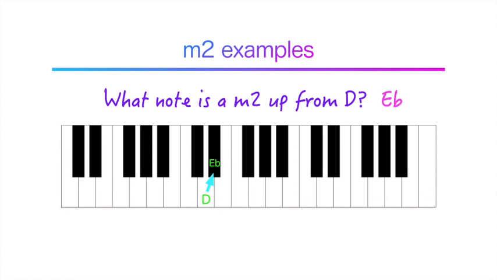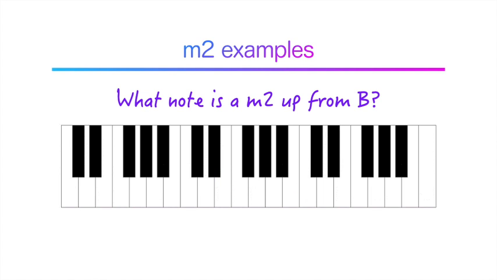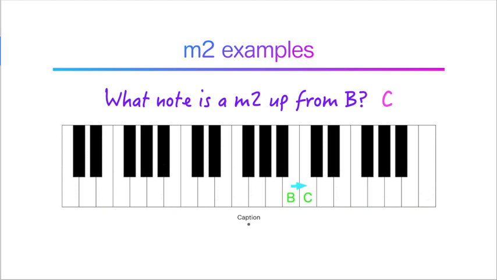The number 2 means we want to use the second letter in the series of letters. So 1 would be D. If you asked what's a perfect 1 from D, a perfect unison from D, it would be D to D. But if you want to know what a minor second is up from D, then you want to use the next letter, the E. So you're going to say D to E flat instead of D to D sharp, which would be awkward. What note is a minor second up from B? There's no black note in between, so a minor second up from B is just plain old C.